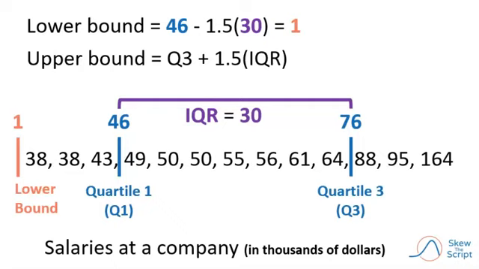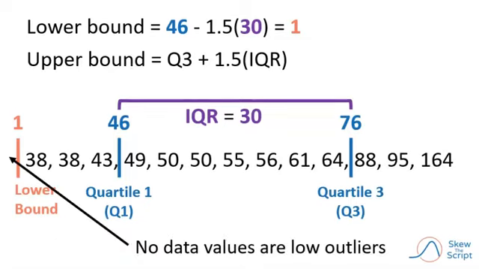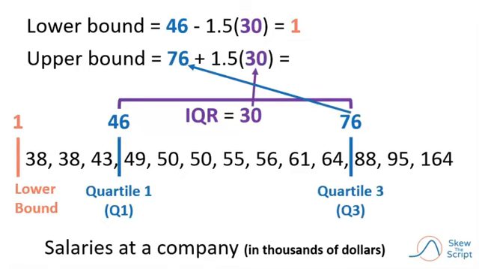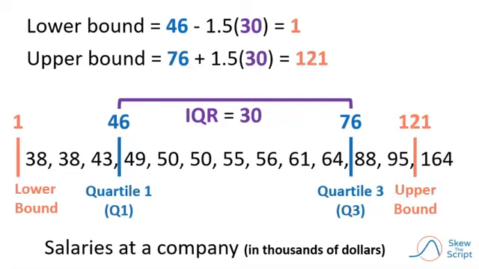Our lowest value is $38,000, so we don't have any employees that are low outliers in terms of salary. Next, we're going to move on to the upper bound. We're going to do that same calculation again, but with Q3 plus 1.5 times the IQR, and we're going to get 121, which is really $121,000, remember.